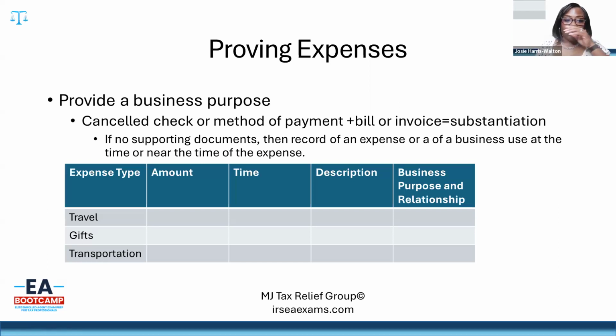So make sure your clients are using something like a spreadsheet with expense type: traveling, gifts, auto, supplies, legal fees, whatever it is, the amount, the date, the description of what it is, and then the business purpose. You can get substantiation that way, okay?